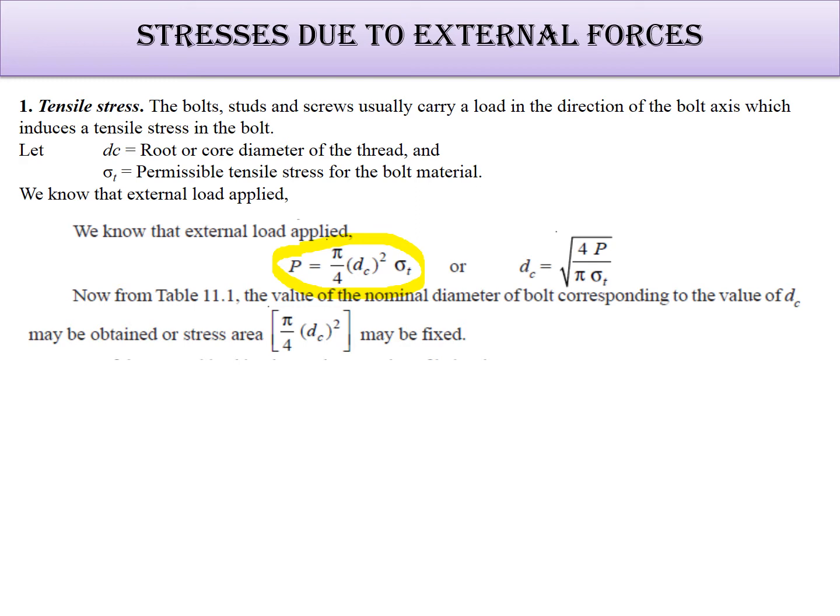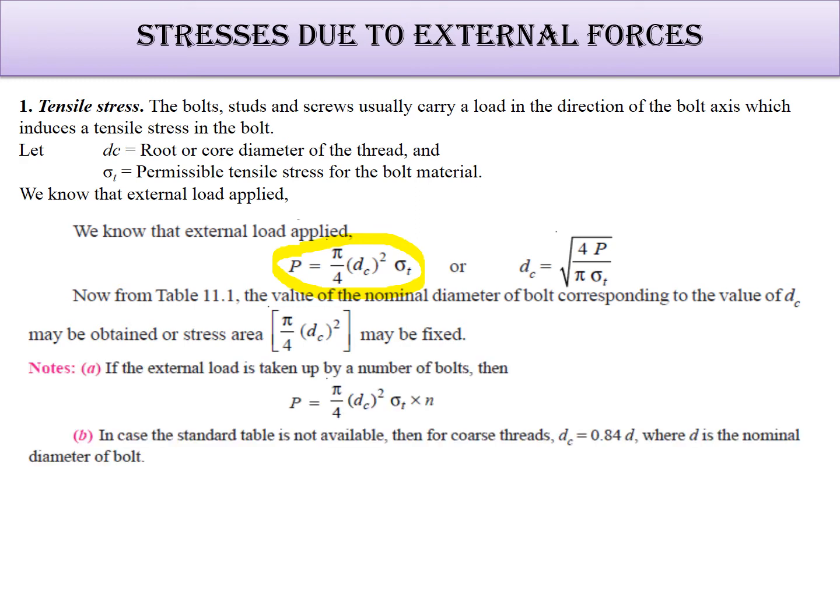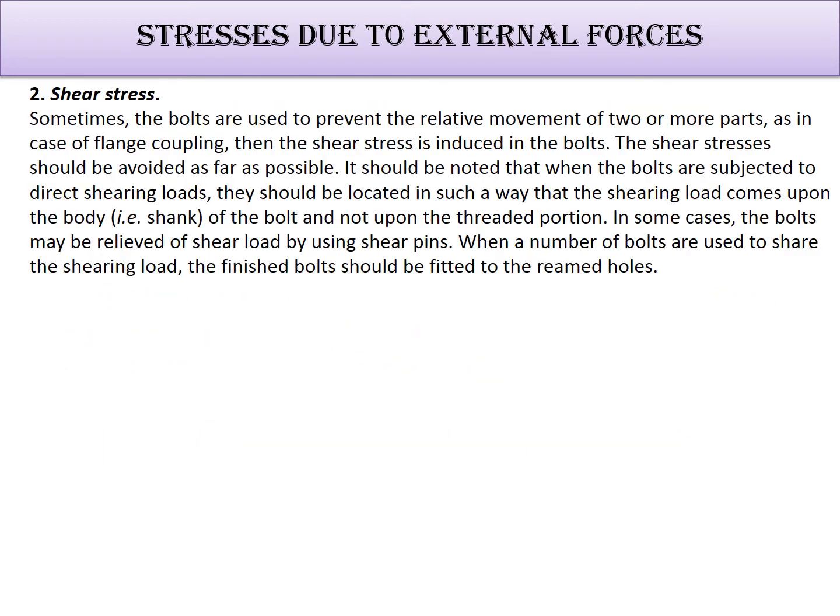And the table we have already seen in the previous video. You can see the previous video for the table. So this is how we can get the core diameter. So you can note down that if the external load is taken up by a number of bolts, then P is equal to pi over 4 Dc square into sigma t into n, and Dc is nothing but 0.84 times the small d.